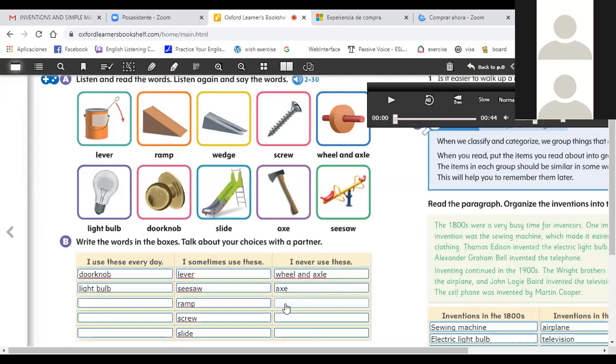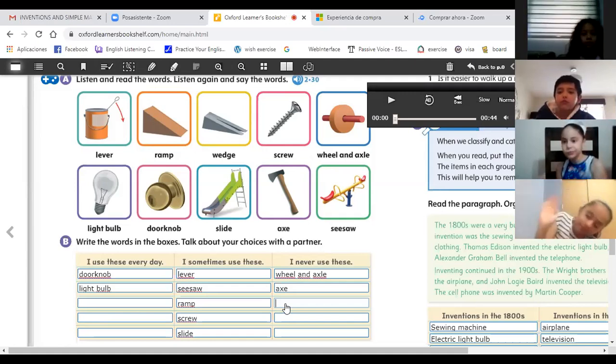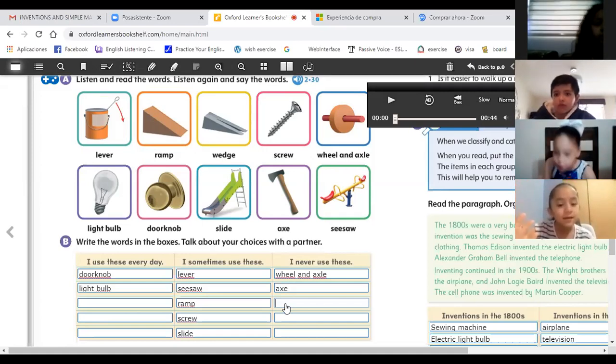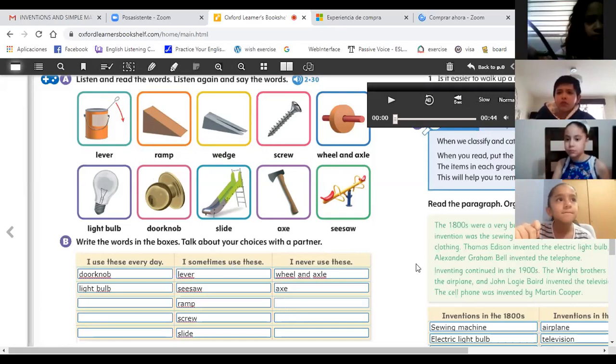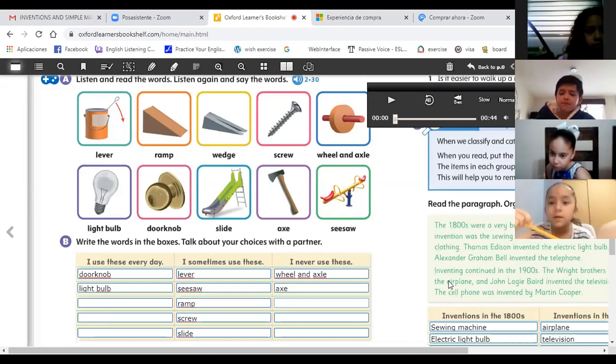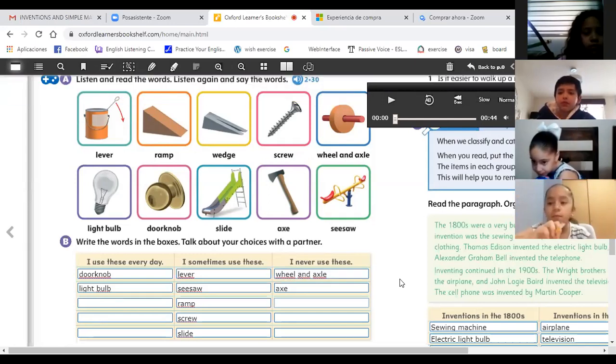Diego is raising his hand, but I want to listen to Emma. Emma, please. Objects that we never use. Lever. Okay, we already wrote lever in the second column. Say another one. Objects that you do not use. Oh, yes. Wheel and axle. Okay, it's already written over here. Wheel and axle. It's done. Say another one. Is there another one?